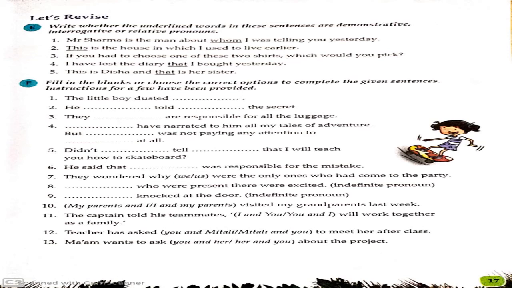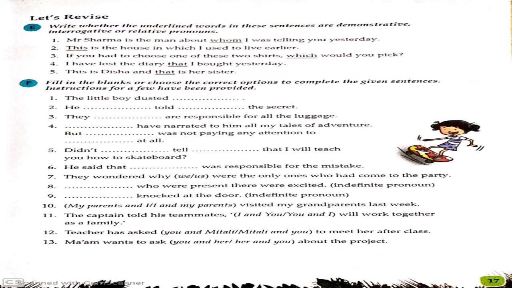Okay. So we studied that a relative pronoun refers to something mentioned in the earlier sentence to join two sentences. Here you can see Mr. Sharma is the man. That is a sentence. About whom I was telling you yesterday. Here you can see that the two sentences are joined. The second sentence is trying to refer to something mentioned earlier. Okay. So "whom" here is a relative pronoun.